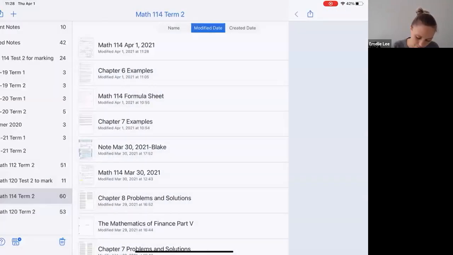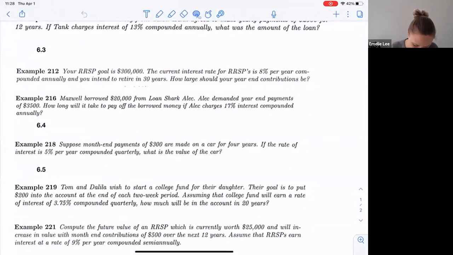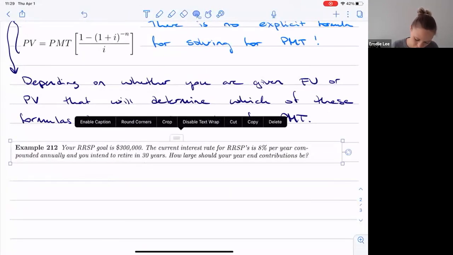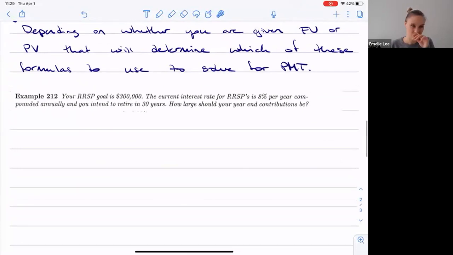So let's do an example. Your RRSP goal is $300,000. The current interest rate for RRSP is 8% per year, compounded annually, and you intend to retire in 30 years. How large should your year-end contributions be? So what are your PMTs at the end of each year?